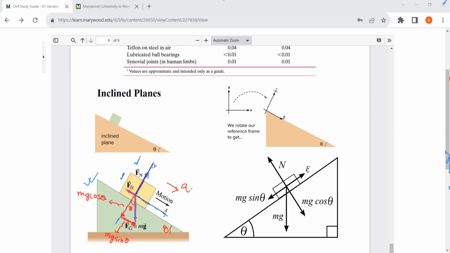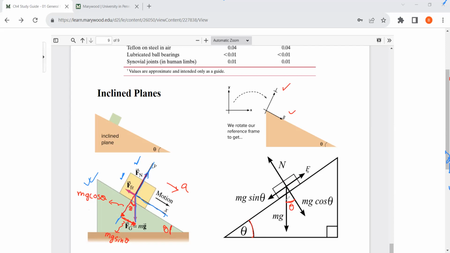The only thing that is different from the regular problem is that the axes are now something like this. One is perpendicular to the surface, another is parallel to the surface. Another thing you have to know is that if this is the angle theta, then this angle will also be theta.